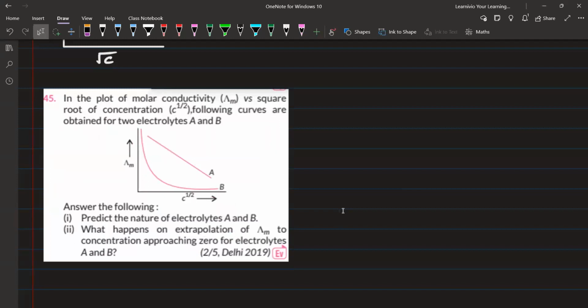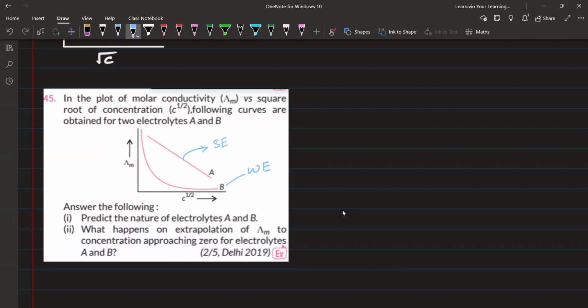See it. In the plot of molar conductivity versus square root of concentration, the curves obtained from two electrolytes A and B. So these are the two plots that we have got. Now here they are asking, predict the nature of electrolytes A and B. So you can very easily say A is a strong electrolyte, and B is a weak electrolyte. That's it. You got one mark.